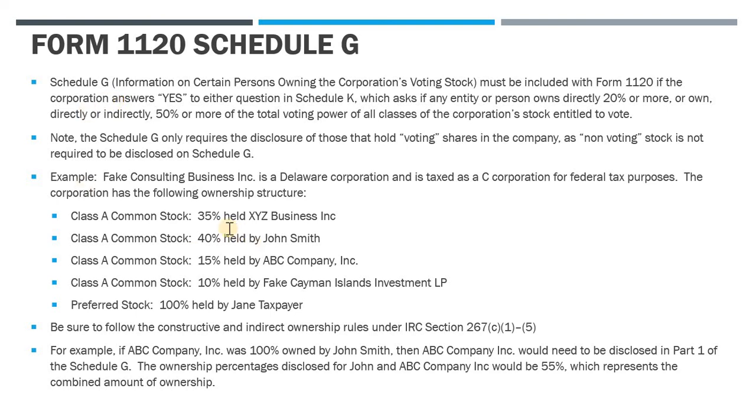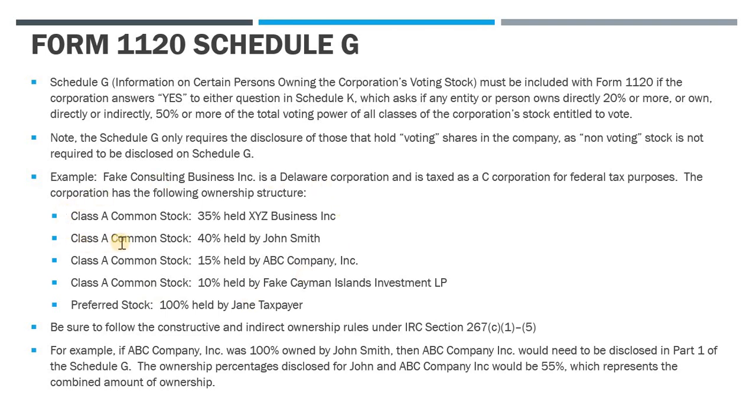So if we look at our example here, we have Fake Consulting Business, Inc. It's a Delaware corporation, and it's going to be taxed as a C Corp for tax purposes. The reason I highlight that is that this entity has not made an S Corp election. So it remains a C corporation for federal tax purposes, and it has the following ownership structure.